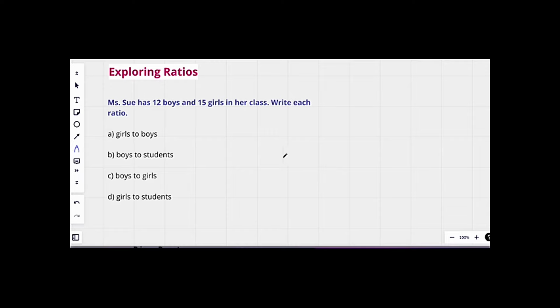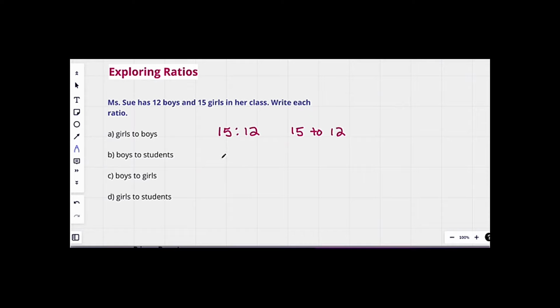Okay, so our first one will be girls to boys ratio. So how many girls do we have? Well, we've got 15 girls. Okay, so we need to write our ratio. We start with our 15. And our ratio says girls to boys. So what do we have on the other side? Well, we need to find out how many boys do we have. Well, we got 12 boys. So our ratio of girls to boys will be 15 to 12, or you can write it as 15 to 12.